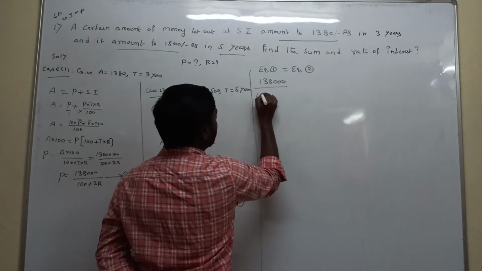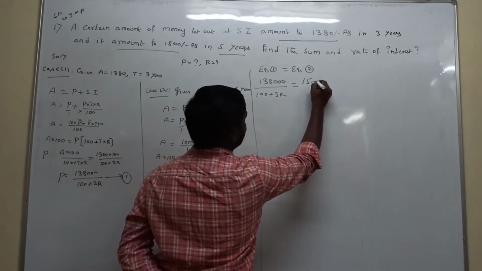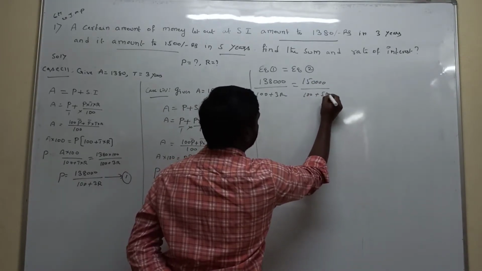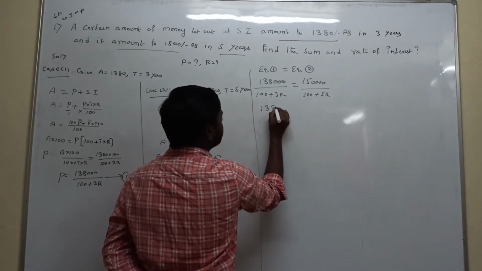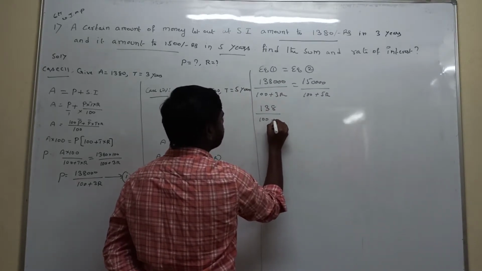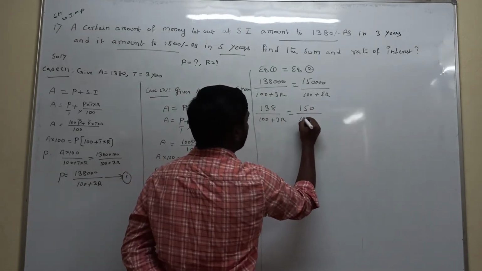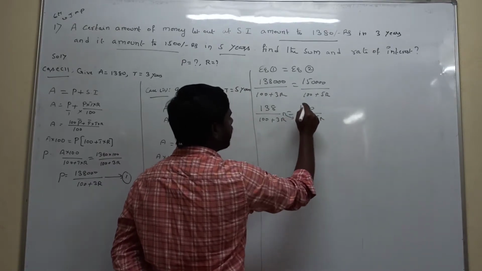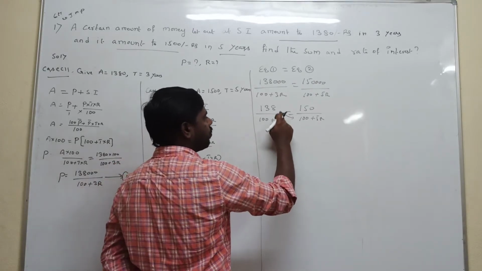138,000 divided by 100 plus 3r is equal to 150,000 divided by 100 plus 5r. Here the 3 zeros and here the 3 zeros will cancel. So we get 138 divided by 100 plus 3r is equal to 150 divided by 100 plus 3r... that is, 150 divided by 100 plus 5r. After that, only these two values are changing, or else we can do cross multiplication. We get the same result.